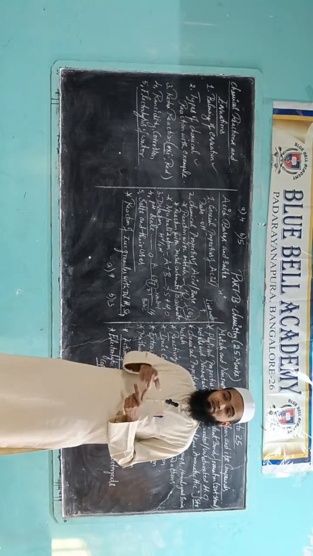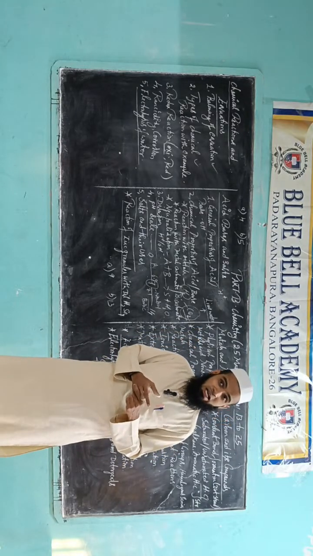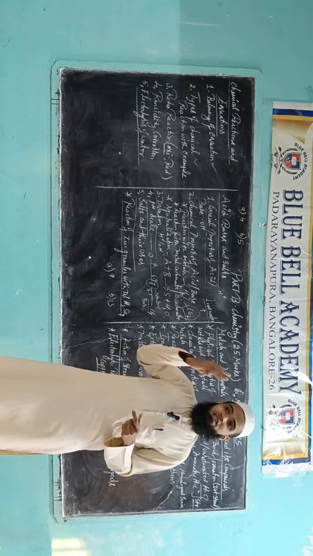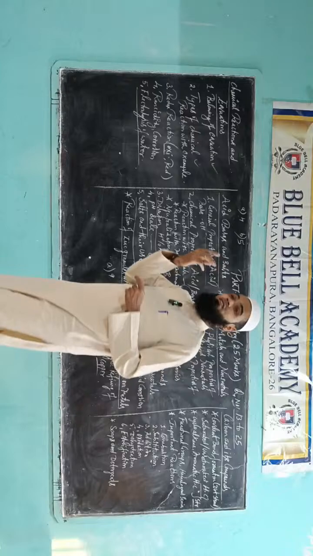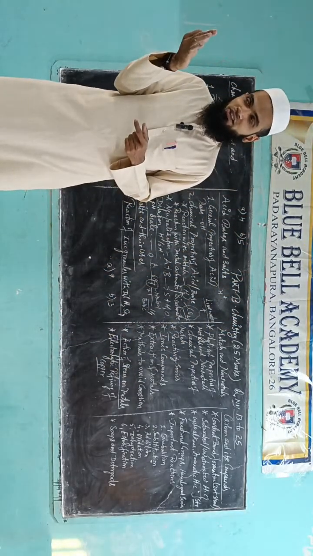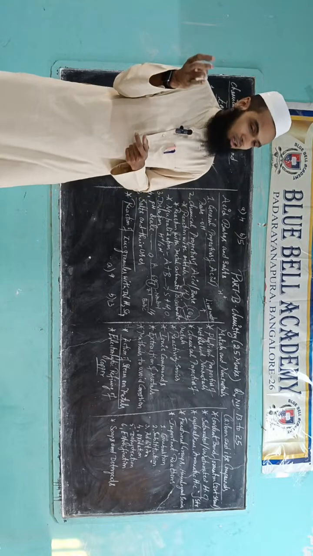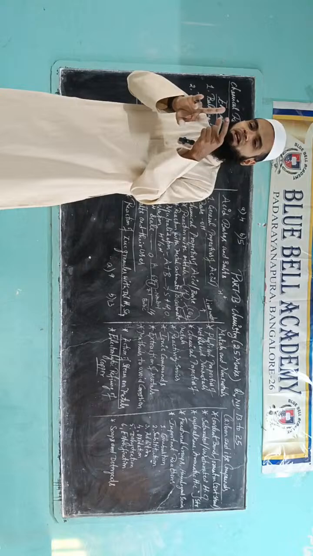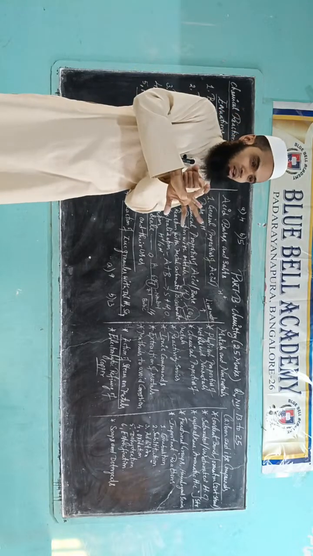It is prepared by which process? Chlor-alkali process. In the chlor-alkali process, we will get three products: sodium hydroxide, hydrogen and chlorine. Learn the two uses of these three: sodium hydroxide, hydrogen, chlorine.